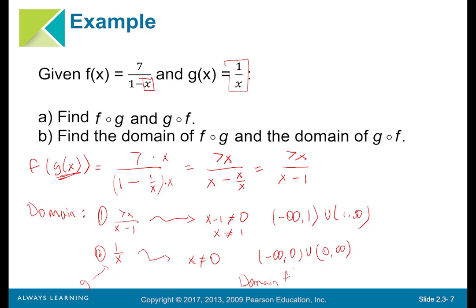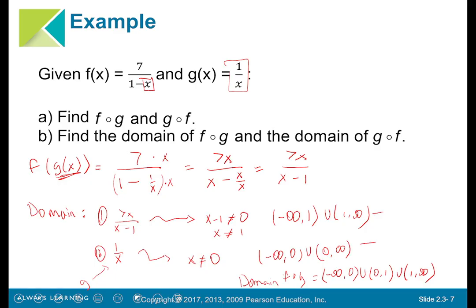F composed G is negative infinity to 0, union 0 to 1, union 1 to infinity. So skip over 0, go again from 0 to 1, skip over 1, go again till infinity. And that's our domain. That's how we combine these two and how we get our final result.